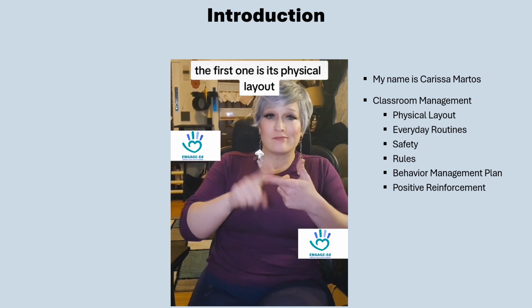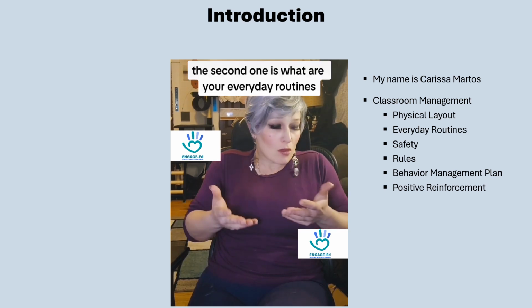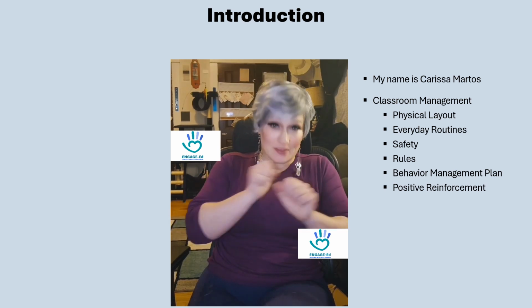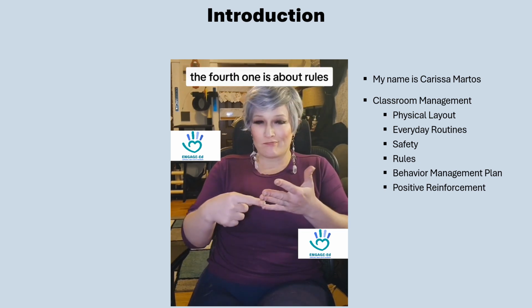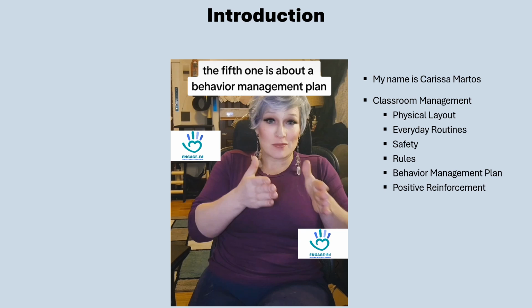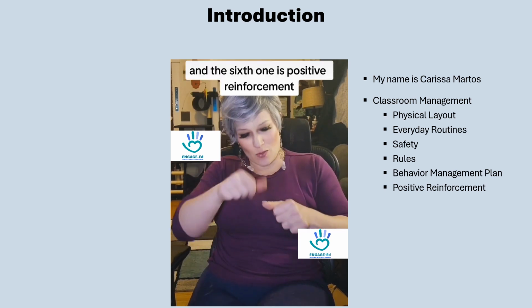The first one is its physical layout. The second one is what are your everyday routines? The third one is about safety. The fourth one is about rules. The fifth one is about a behavior management plan. And the sixth one is positive reinforcement.